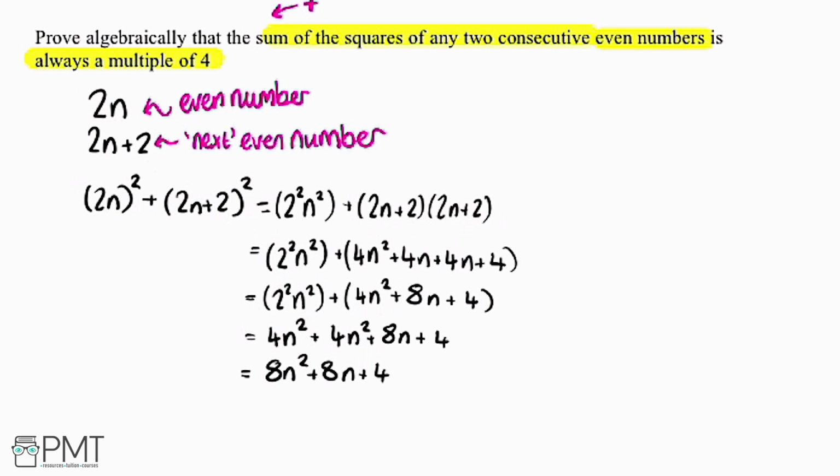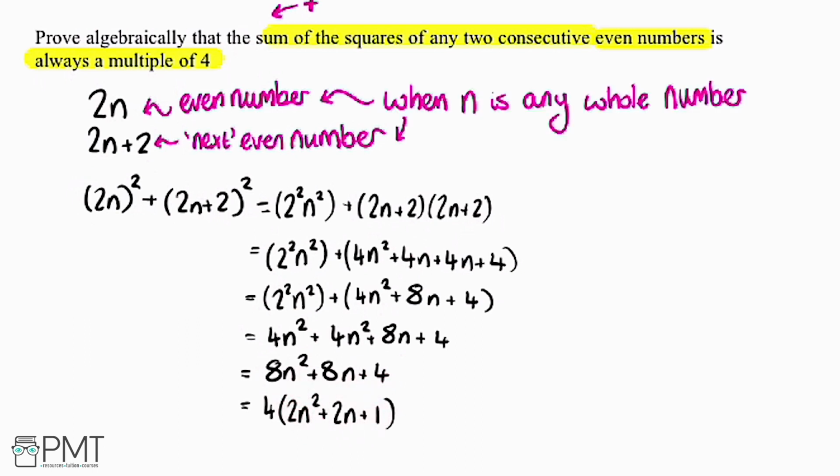So how do we prove that this is always a multiple of 4? Well, we need to factor out 4. And we see that 4 is actually a factor of each of the terms here. So if I take 4 outside the brackets, this term will be left with 2n squared, this term 2n, and this term 1. So this bracket could be anything, because we said earlier that n is any whole number. But because we're multiplying by 4 here, we know that it's always going to be a multiple of 4.